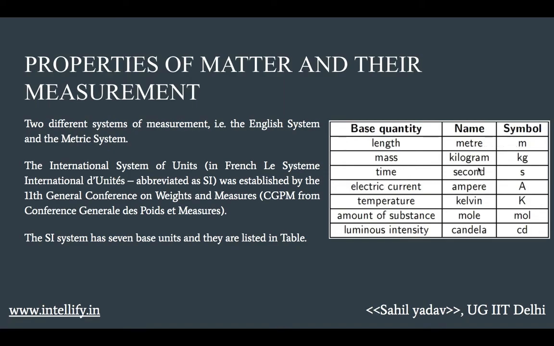Mass, the name is kilogram, the symbol is kg. Time, for time we have seconds and the symbol is s. For electric current we have ampere and the symbol is A. Temperature we have Kelvin, that is K. Amount of substance we calculate in mole and the symbol is mol. Luminous intensity, candela, and the symbol is cd.